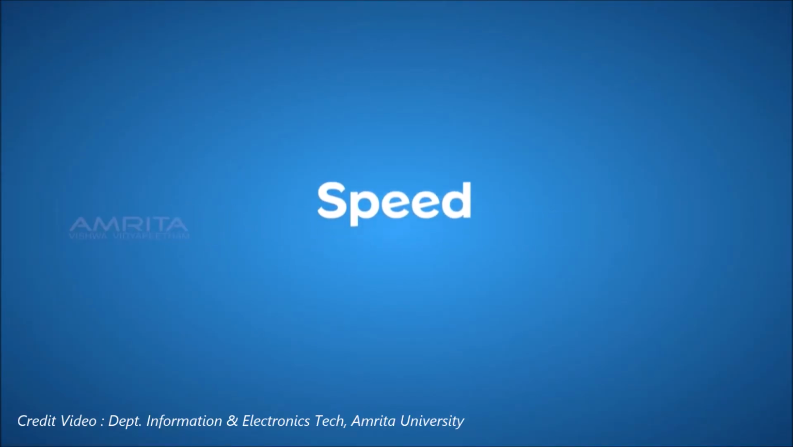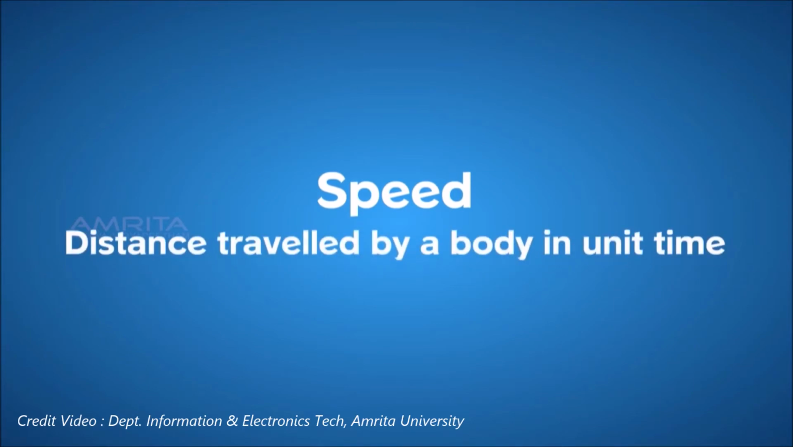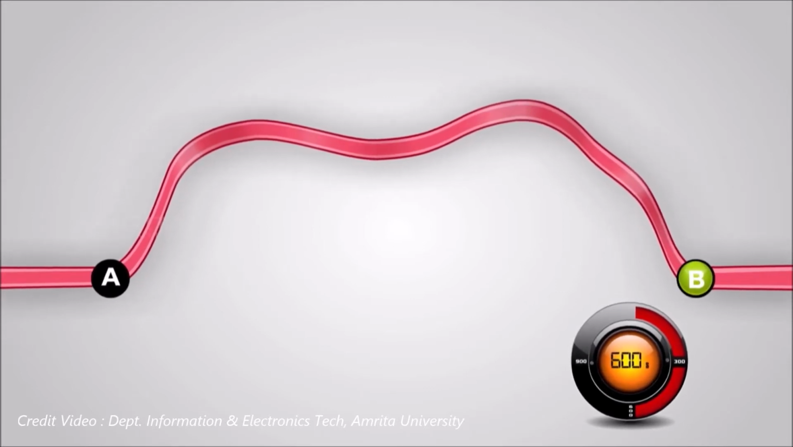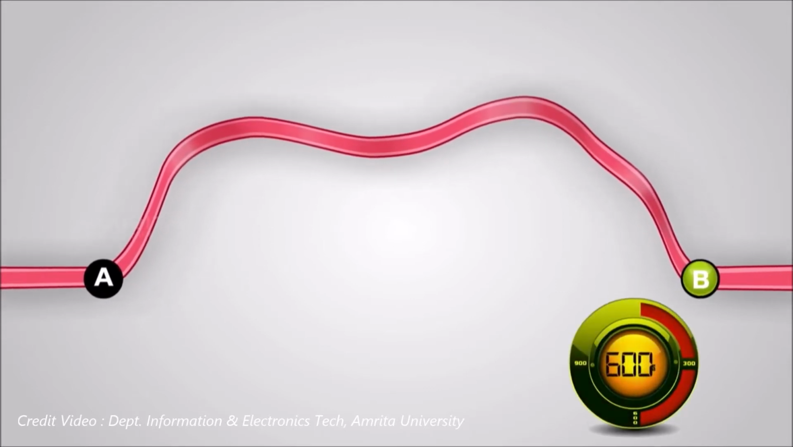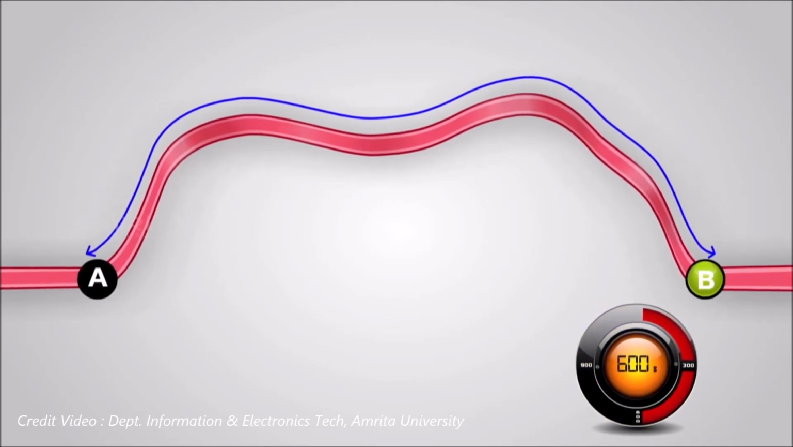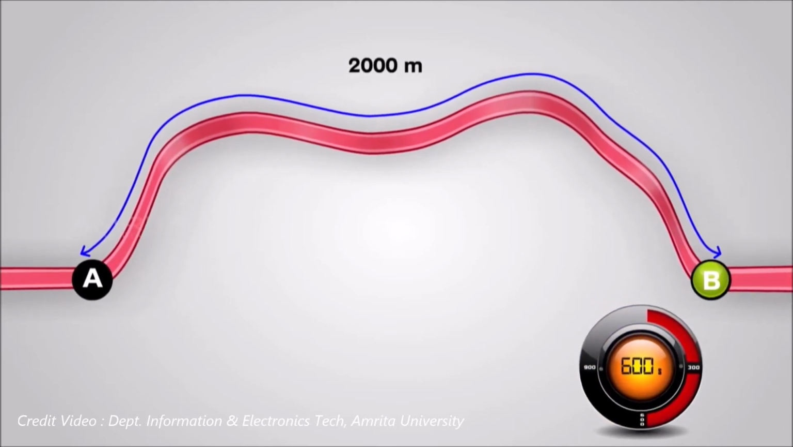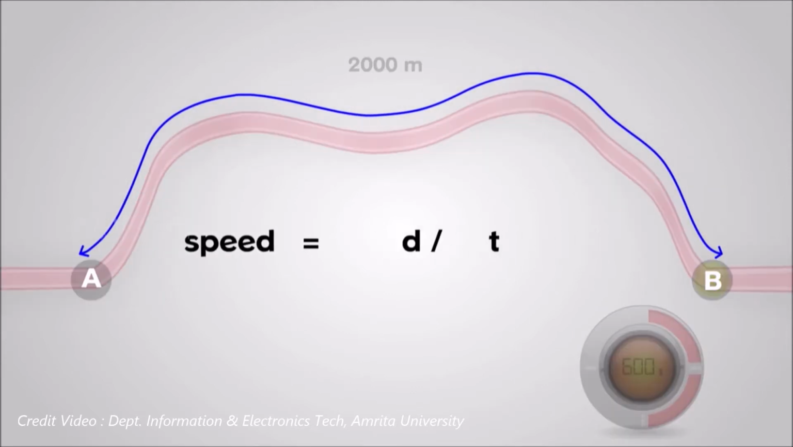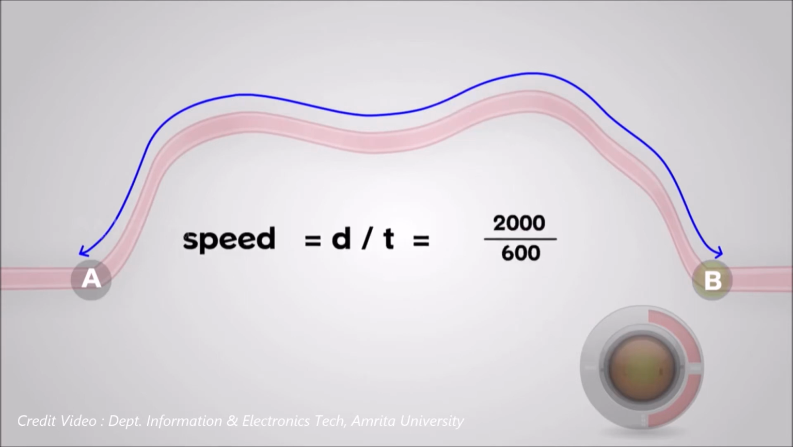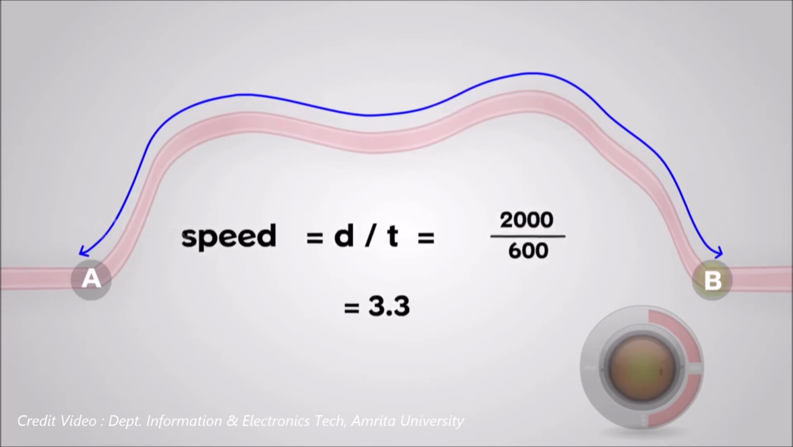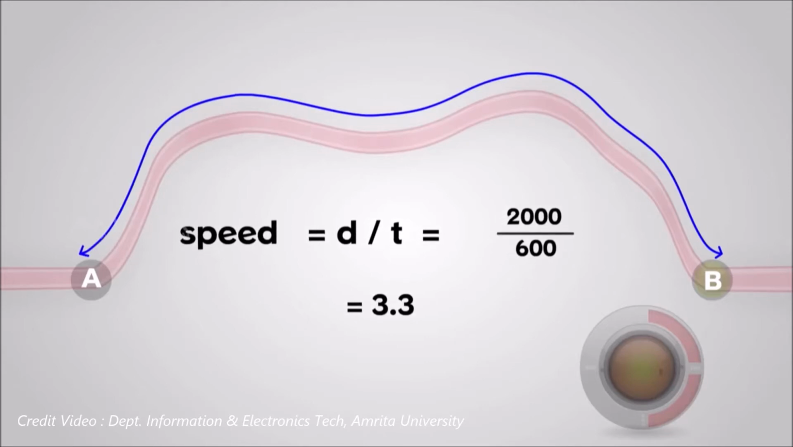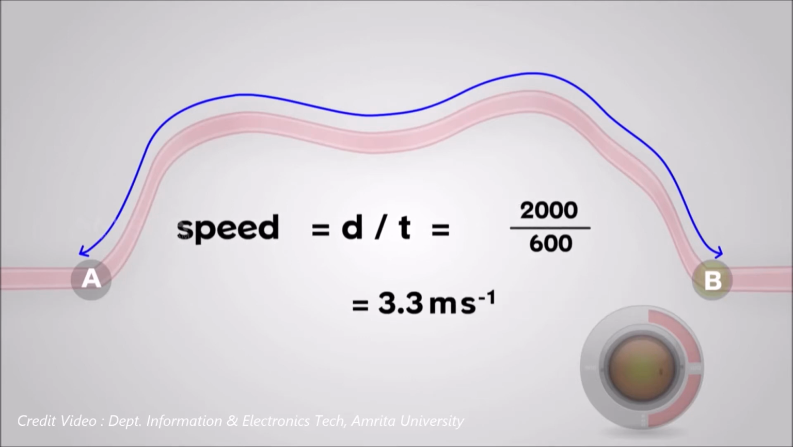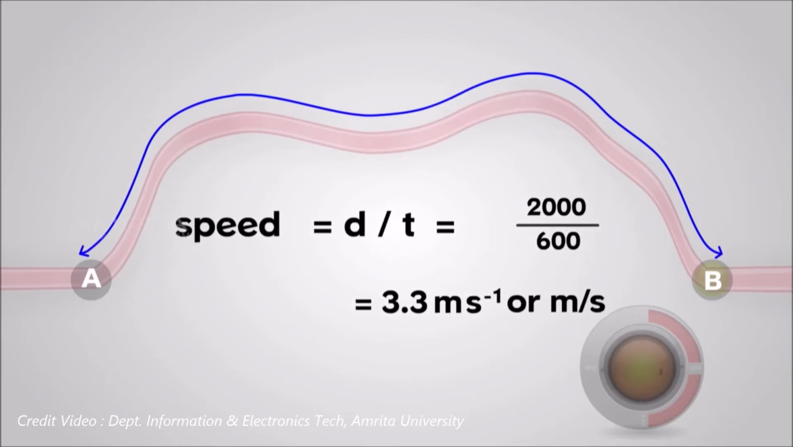Speed is the distance travelled by a body in unit time. Consider an object moving from destination A to destination B in a certain time t, that is 600 seconds. The distance d between the points is 2000 meters. Let's calculate the object's speed. Speed is equal to distance d by time t. 2000 by 600 is 3.3. The SI unit of speed is meter per second. This is represented by the symbol ms^-1 or m/s.